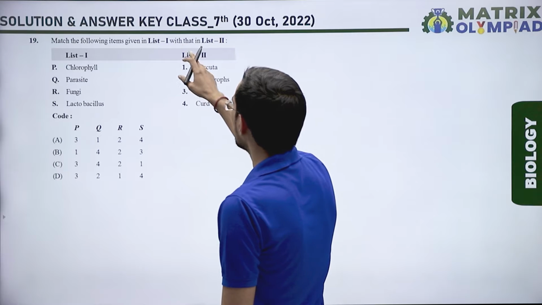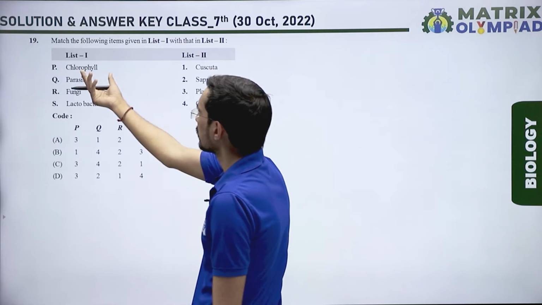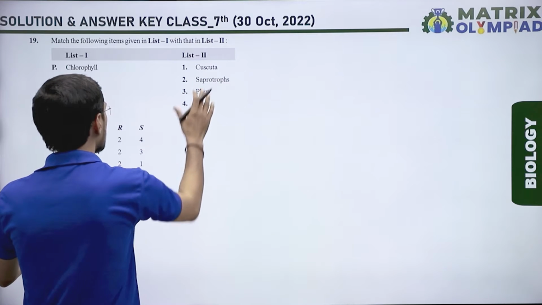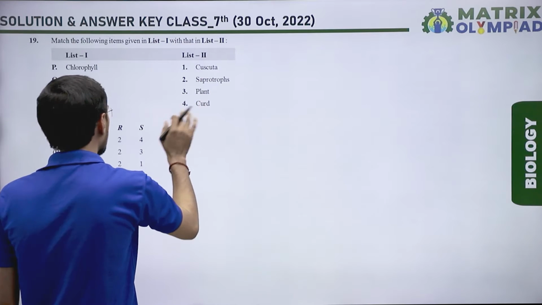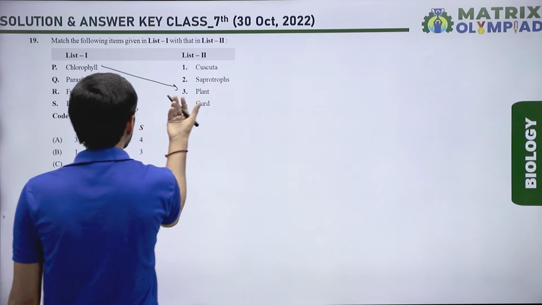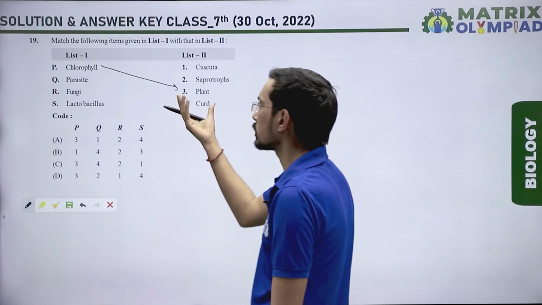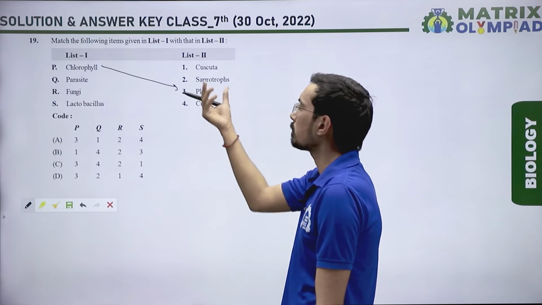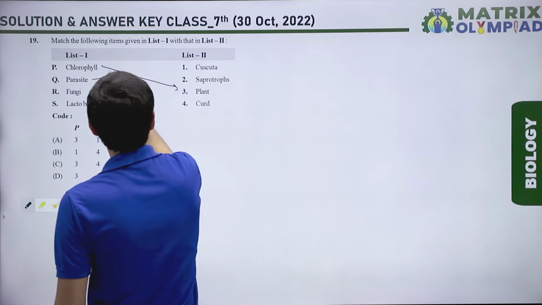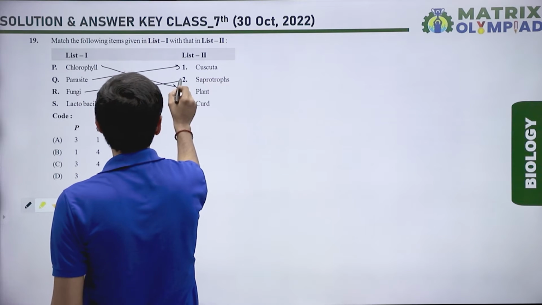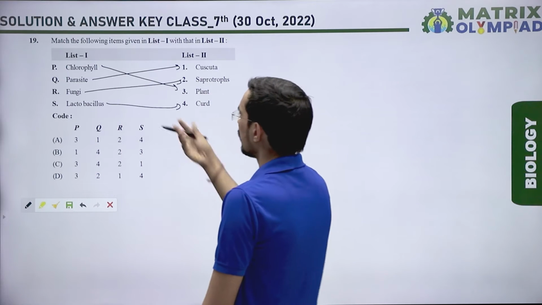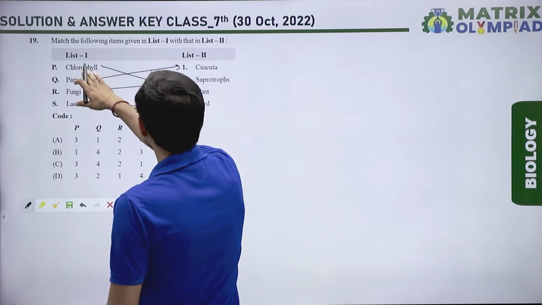Match the following items in list 1 and list 2. First is chlorophyll, parasite, fungi and lactobacillus. In list 2, cuscuta, saprophytes, plant and curd. As we all know, chlorophyll is the pigment present in plants which helps in making food. That process is known as photosynthesis. That's why plants are known as autotrophs. Second is parasite. Parasite is cuscuta. Fungi is a saprophyte, and lactobacillus is a bacteria which converts milk into curd. Now move to the given options. First is P to third.